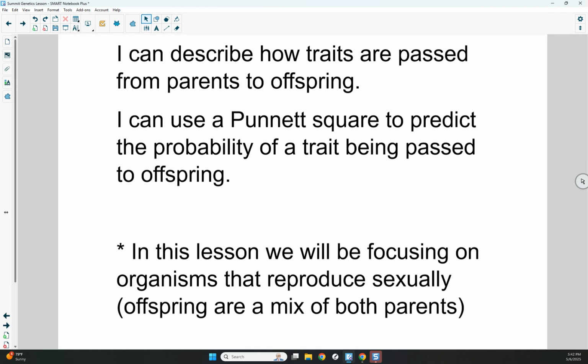So I should mention a caveat here. In this lesson, we're going to be focusing on organisms that reproduce sexually, not asexual organisms like bacteria. We'll touch on those later on in the year. But today we're focusing on sexually reproducing organisms. And what that means in a nutshell is that sexually reproducing organisms are a mix of both parents. Okay?